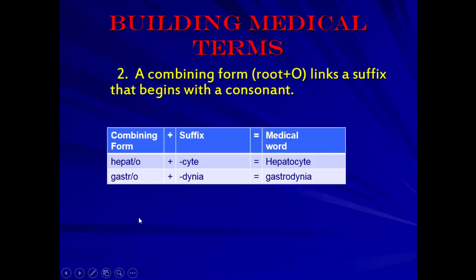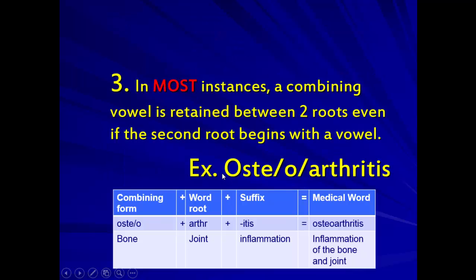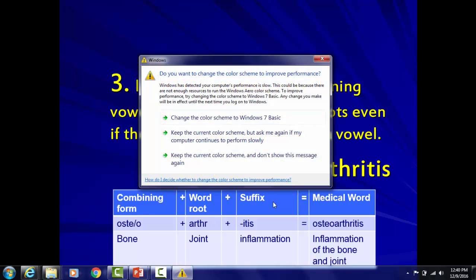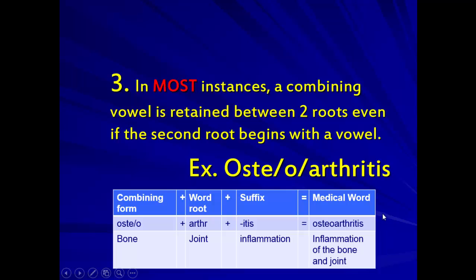A combining form, the root plus an O, links a suffix that begins with a consonant. So in these examples, the suffixes begin with consonants, cyte and dynia. So we're going to put a combining form, the word root plus the O, to help that term flow. In most instances, a combining vowel is retained between two roots, even if the second root begins with a vowel. In the example, osteoarthritis.